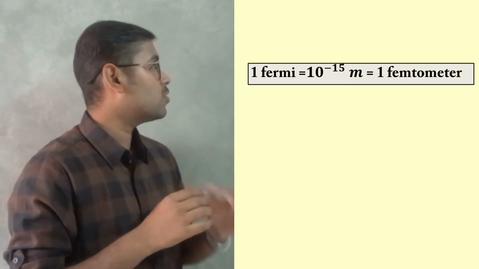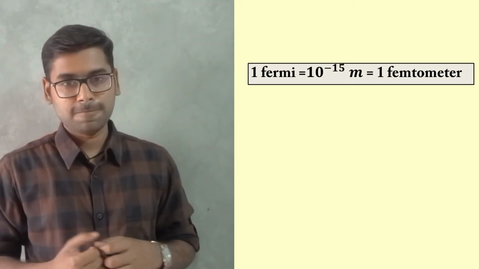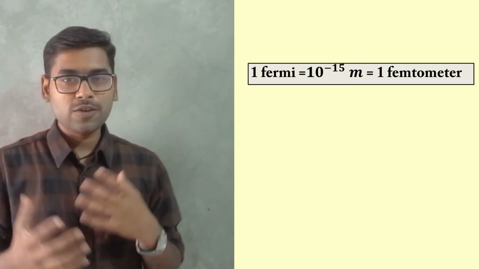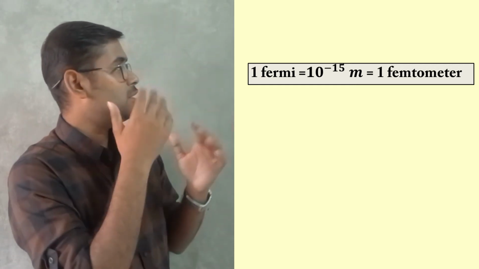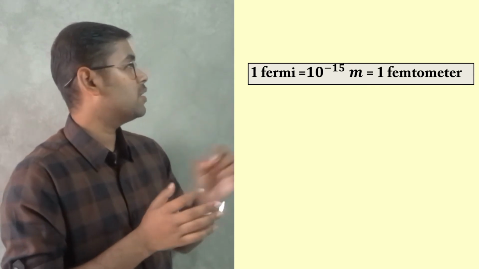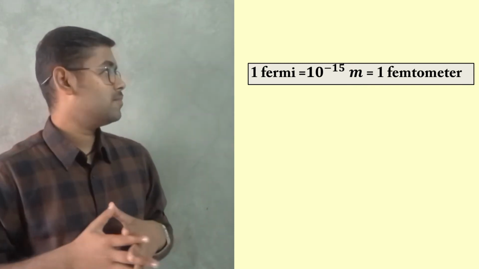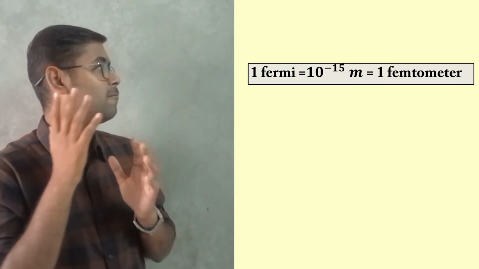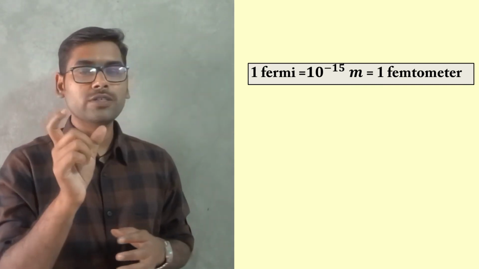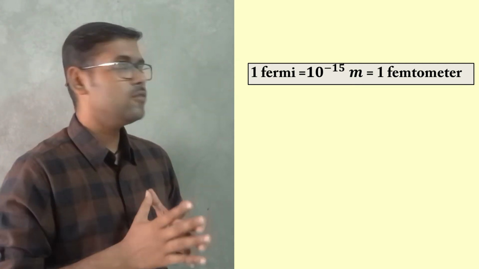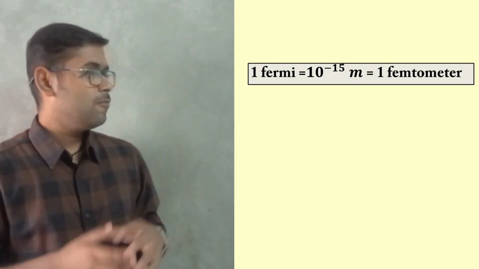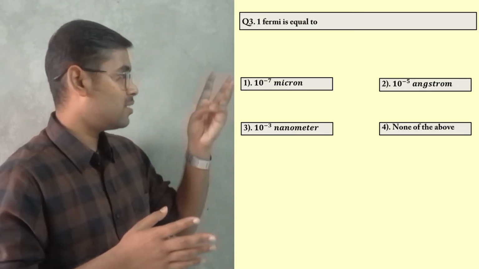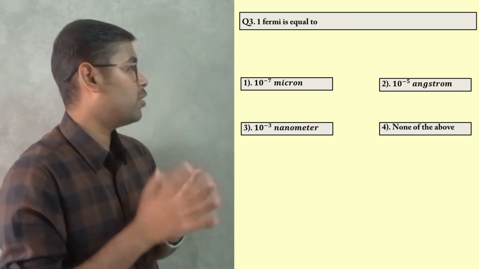Guys, 1 Fermi is equal to 10 raised to minus 15 meters. And in SI unit, we also have one unit which is exactly equal to 10 raised to minus 15 meters, and that is femtometer. So 1 Fermi is equal to 10 raised to minus 15 meters or 1 femtometer. Here femto is the SI prefix for the value 10 raised to minus 15. Now what we need to do is, we need to check which out of these 4 options, rather 3 options, is equal to 1 Fermi.